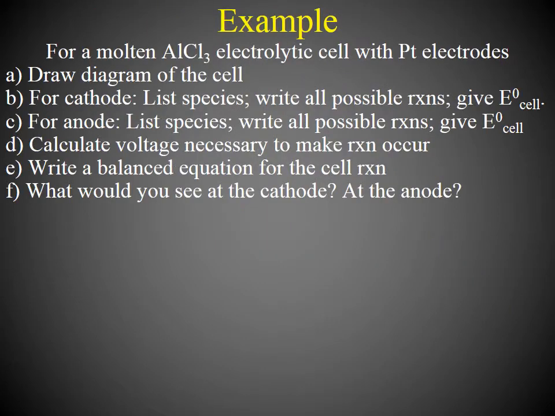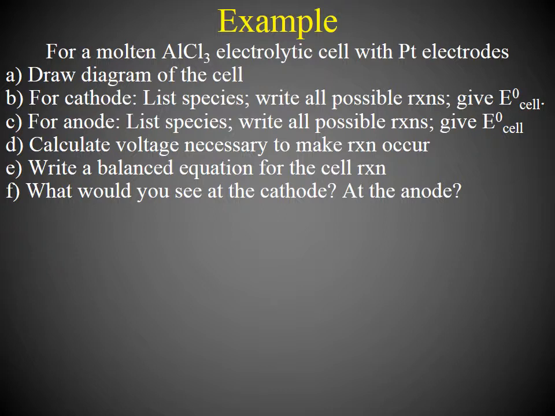4.07 volts. Let's now look at an electrolytic cell of molten aluminum chloride, and let's describe it fully. By the way, these items are all of the items you will be asked to use in order to describe the cell. First, you would need to draw a diagram of the cell. Then, for both the cathode and anode, you would have to list all the species that might be involved in a reaction and give the cell voltage values.